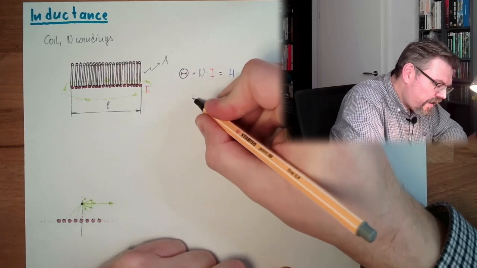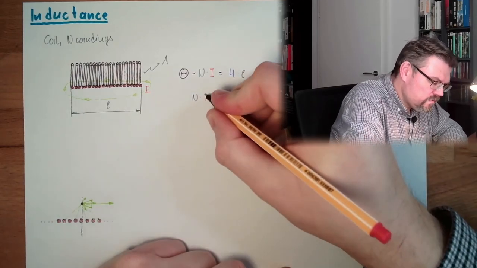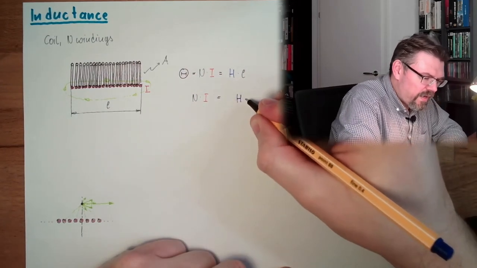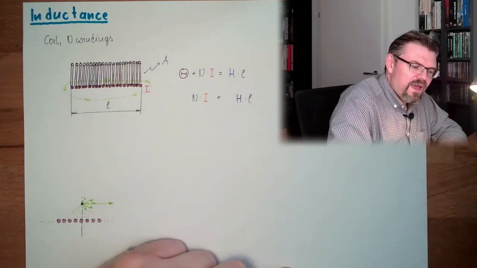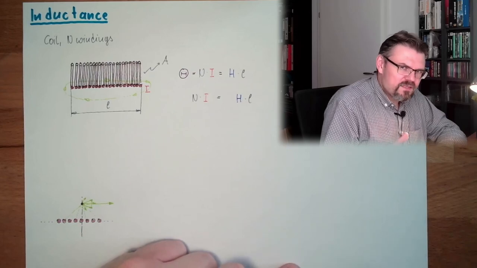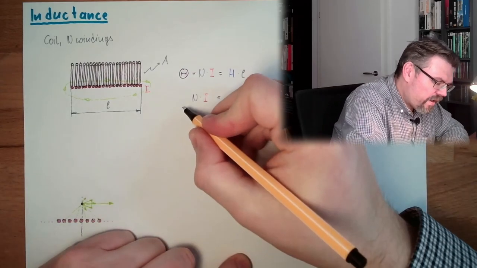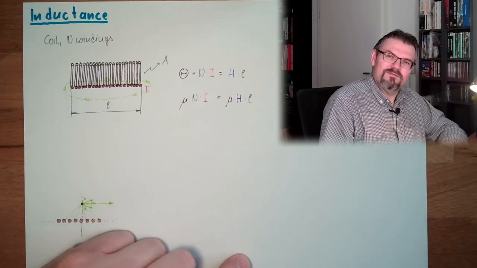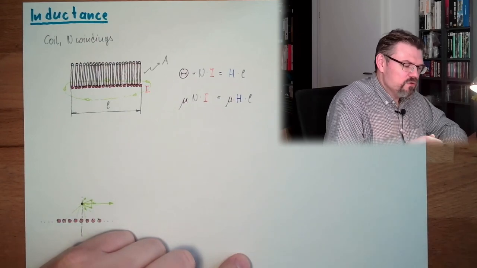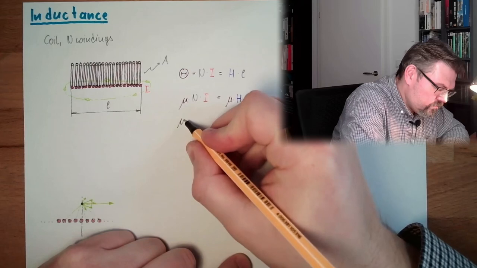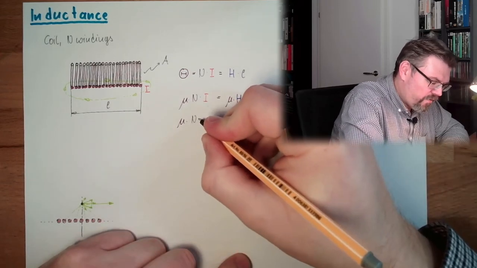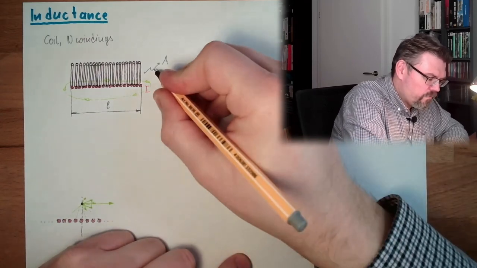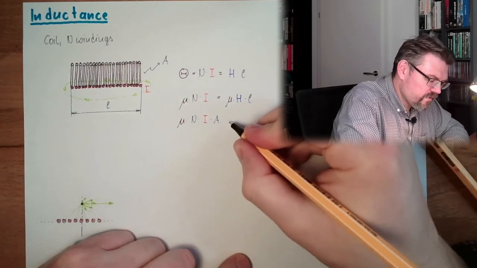So it's written here, n multiplied by I equals h multiplied by L. Yeah? And in a formula, if I do on the left side the same thing as on the right side, like multiplying with mu, it's still valid. And now I also multiply with A, just because I can, without violating any rules, with this cross section here of the coil.